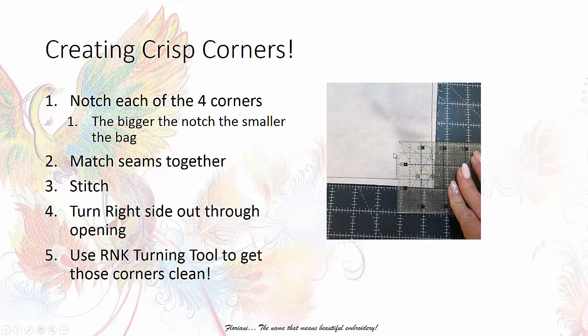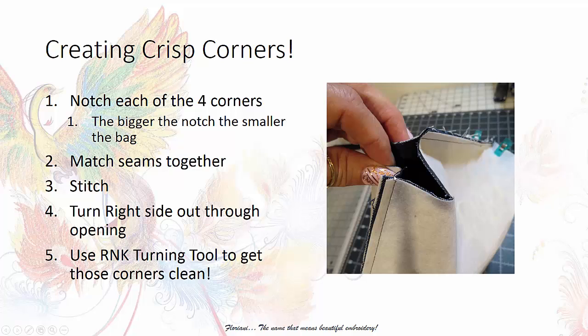You lay your ruler down, and then you're going to cut a square. Make sure that it's even. So this is 1.5 inches and 1.5 inches. Once you have that notch in there, you're going to cut that fabric out. Squeeze the fabric together and match those side seams. Then you're going to stitch straight across. Then when you turn the bag right side out, you've got nice square corners.